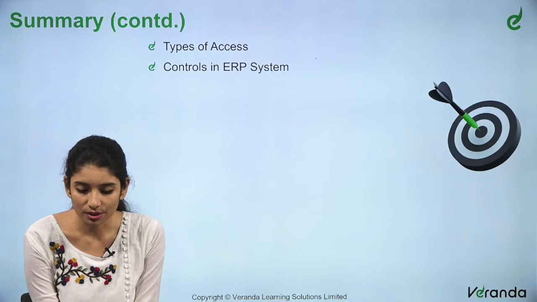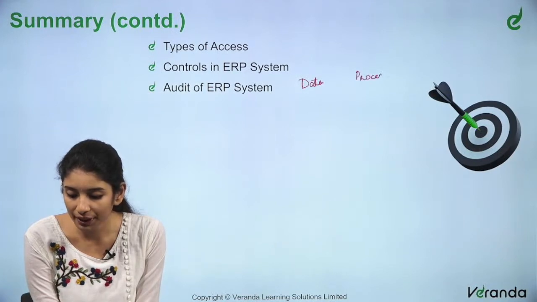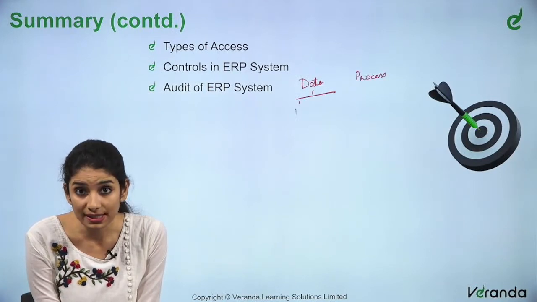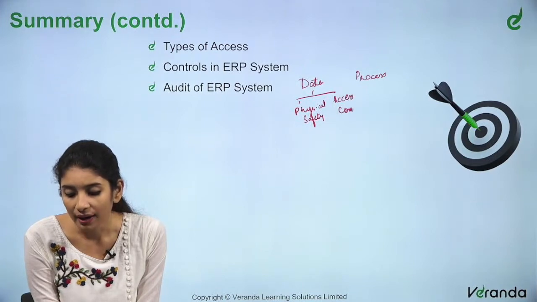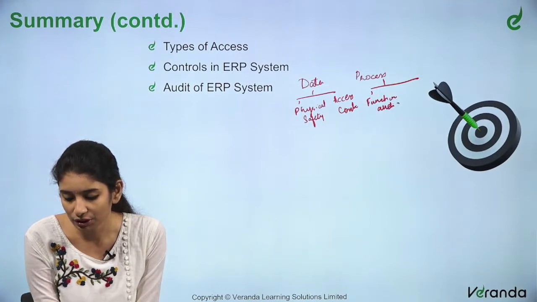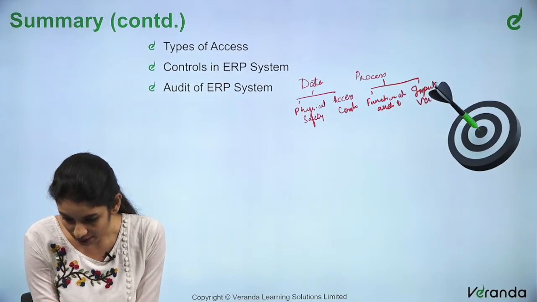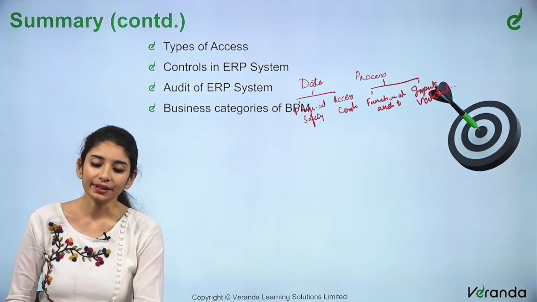ITGC and application controls. Audit of ERP system. So you have audit of data and audit of processes. Under audit of data, you have physical safety and access controls. Under processes, you have functional audit, which means audit of the processes, and after that you have input validations. Clear? Yes? Very good.